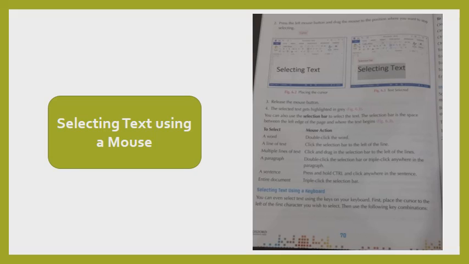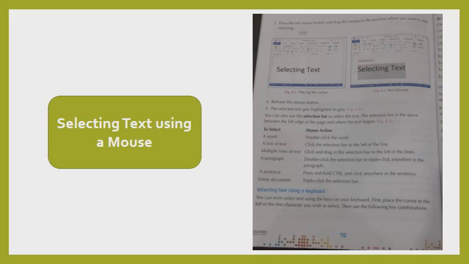To select your text using a mouse, first of all, you will click somewhere between your text and then press the left mouse button and drag the mouse to the position where you want to stop selecting. At step number 3, release the mouse button, and at step number 4, you will see on your screen that the selected text gets highlighted in gray color. Students, whenever you select your text it will get highlighted in gray color. See the difference between the text that is not selected and that is selected.